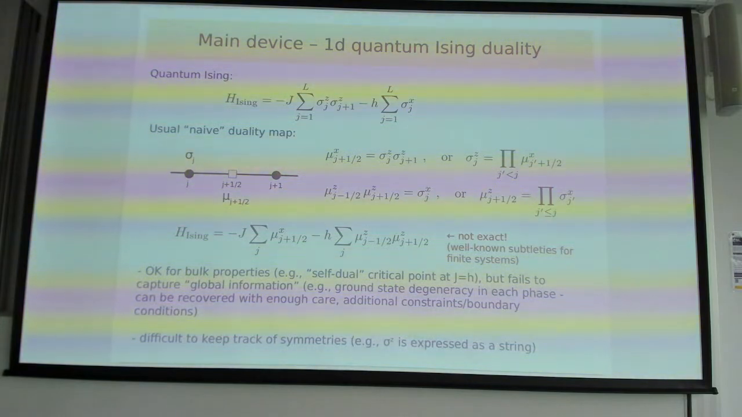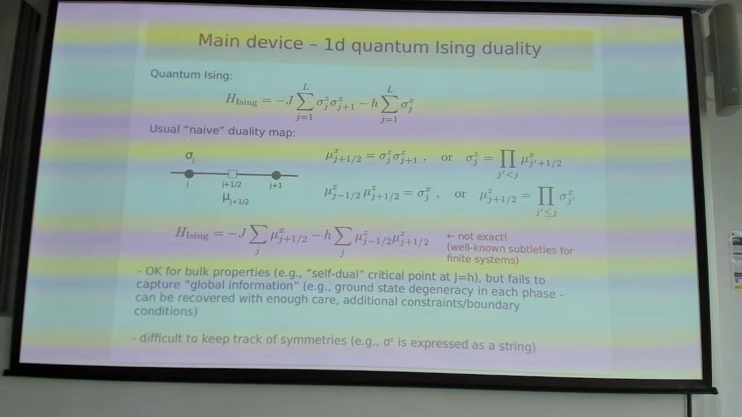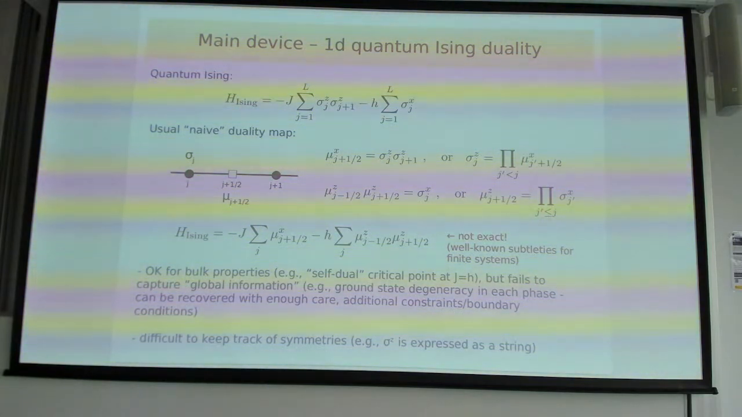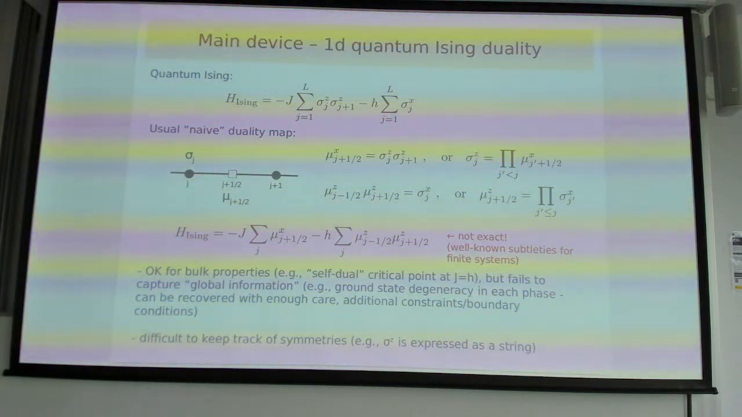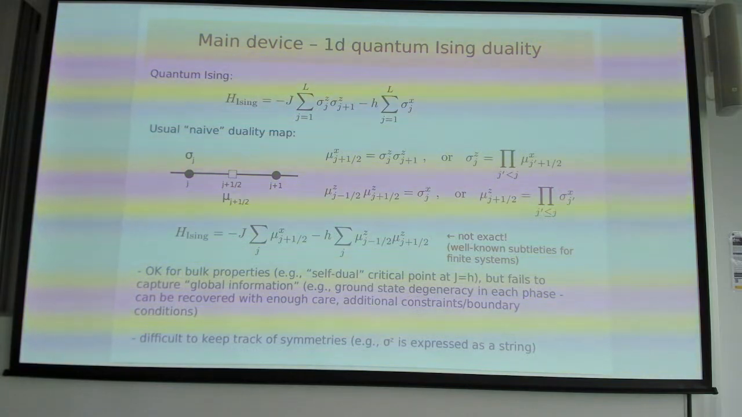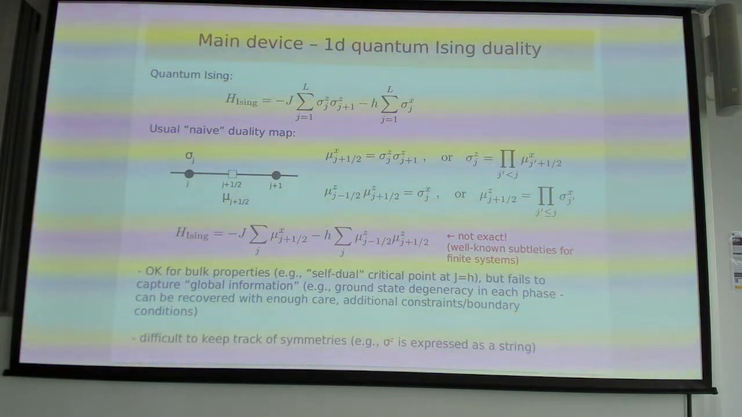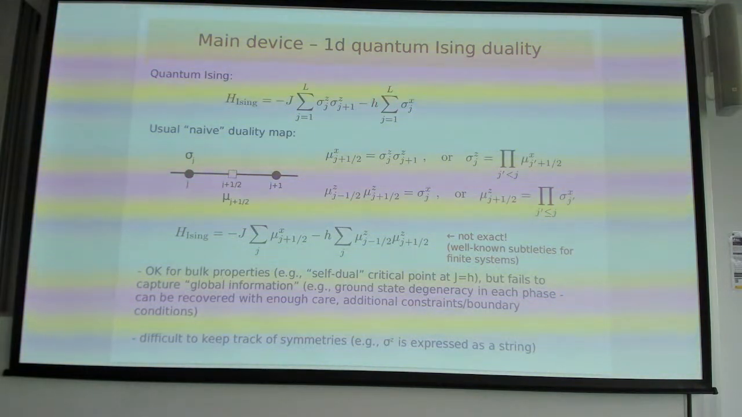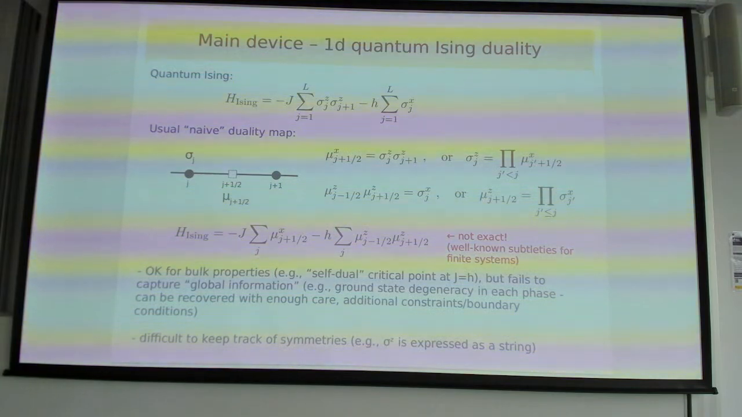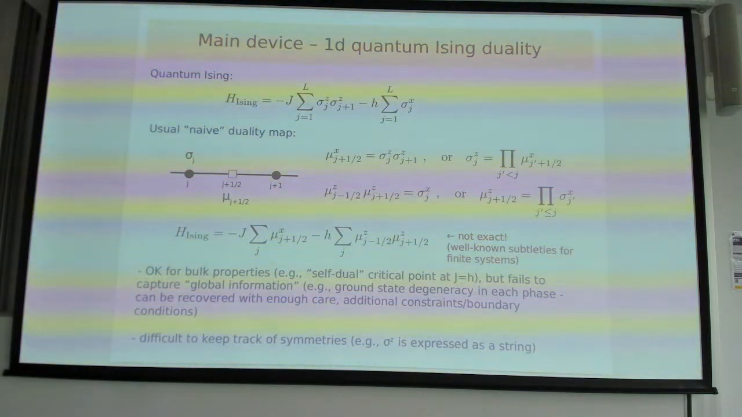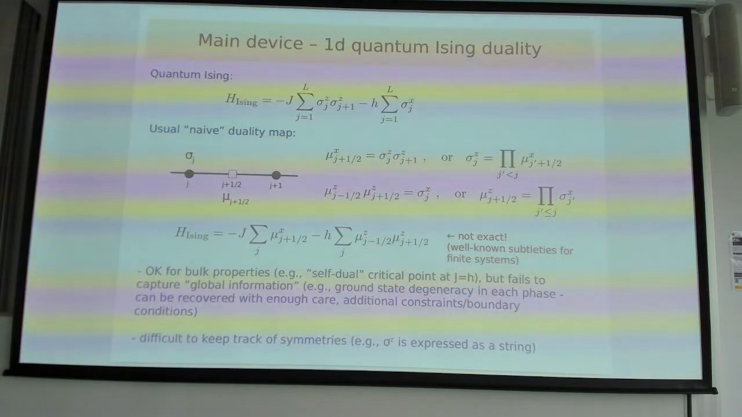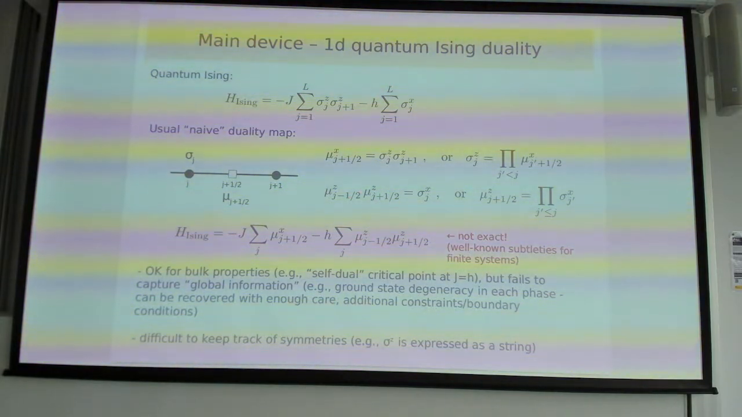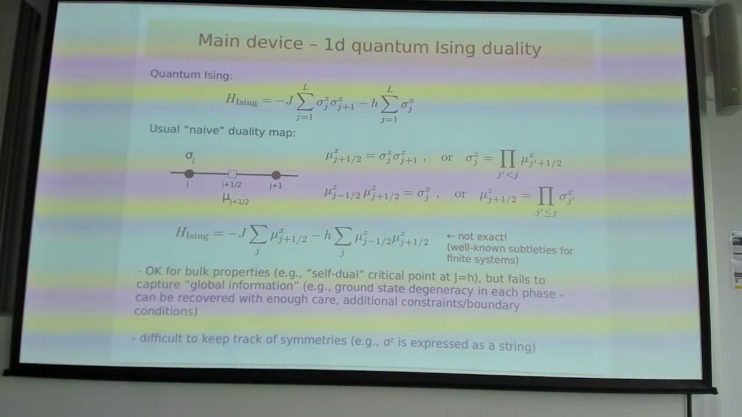So, thinking in terms of domain walls, I will need the duality for the Ising symmetry. Let me quickly review this because I will need to add one wrinkle to this duality. Let's consider just the quantum Ising chain, so sigma z interaction plus a transverse field sigma x. And the naive duality that everyone in this room knows: we define mu x as sigma z, and then the conjugate mu z variable works out such that mu z is sigma x.